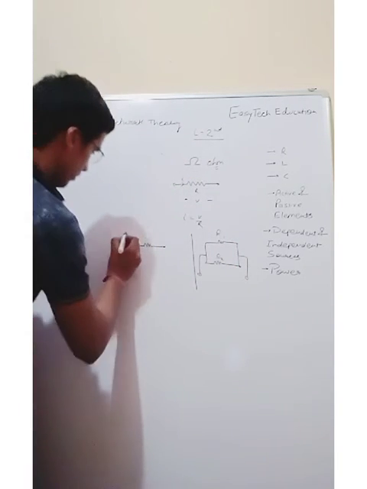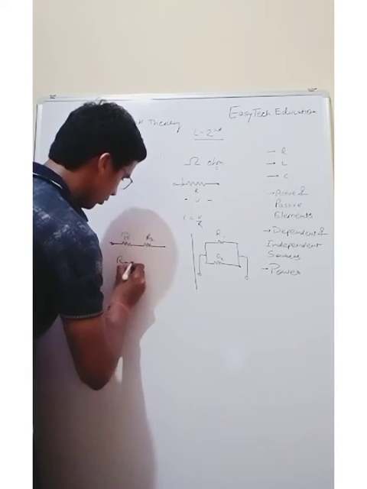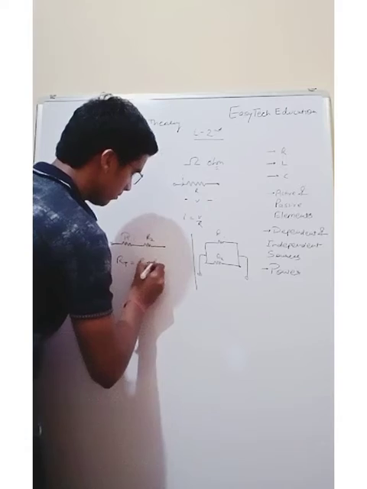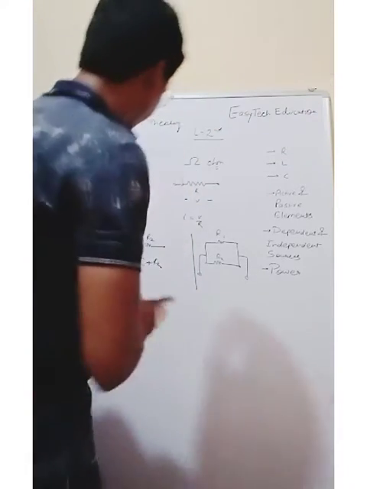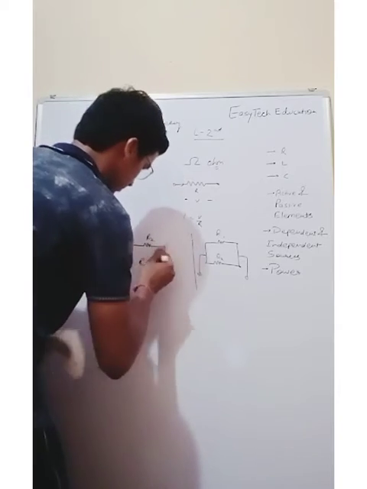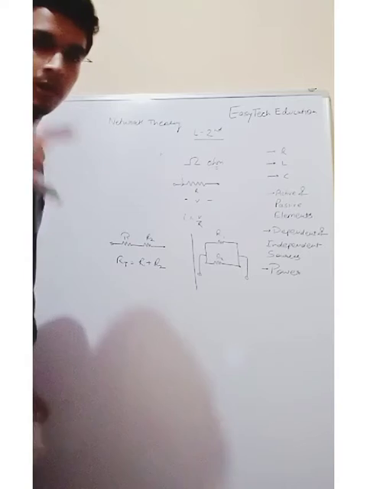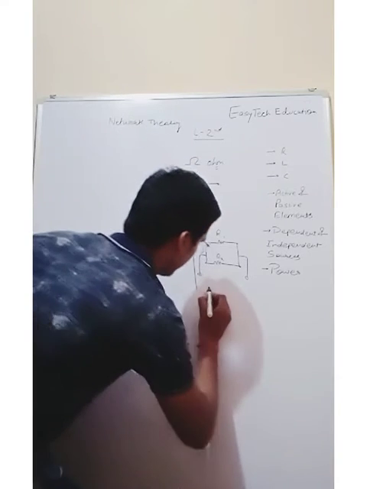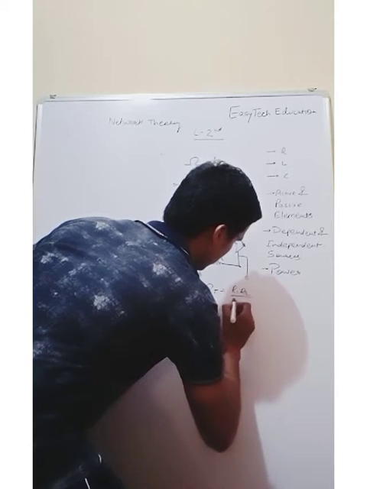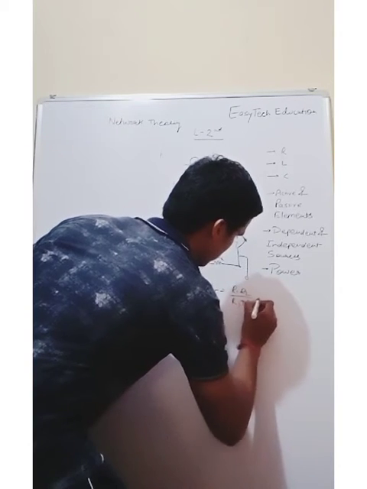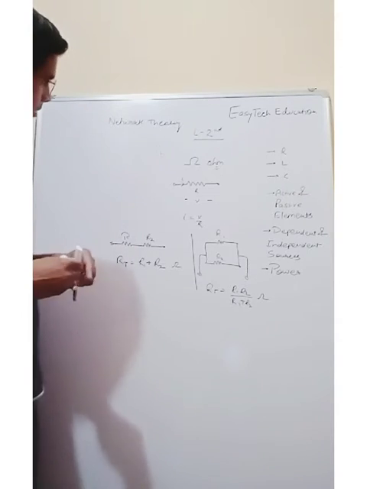Here, let me again write down the values. Here the total value will be given by R1 plus R2. Here the total value will be given by R1 R2 divided by R1 plus R2. Okay, so this is the basic introduction of the resistance.